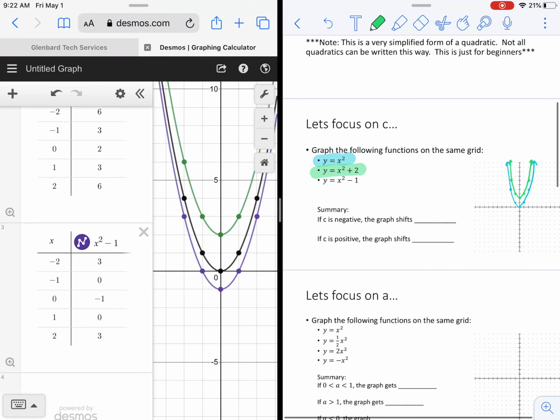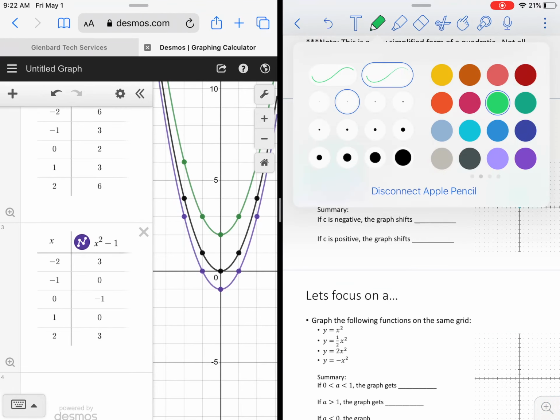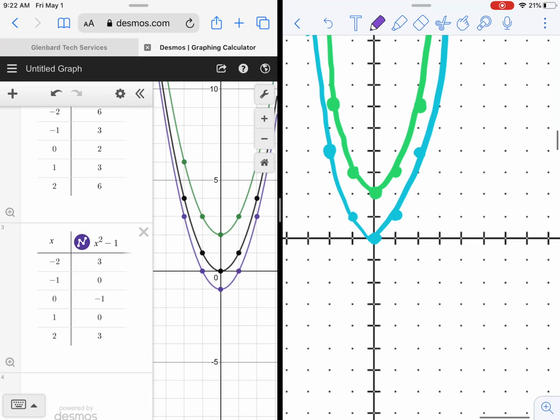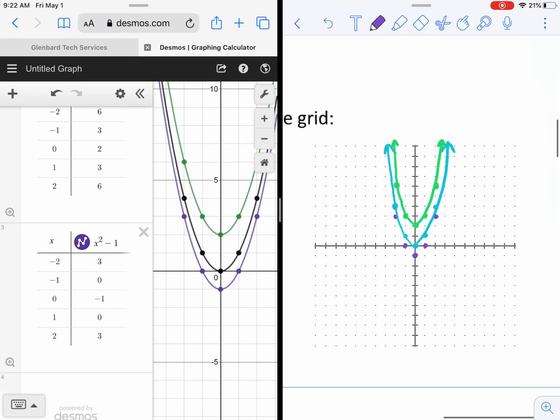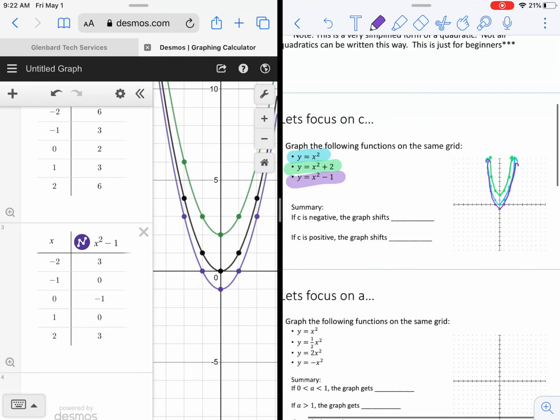Okay, and if we graph ours in purple, we're going to see that we get -2, 3, which is 1 unit lower than the blue point. -1, 0, which is 1 unit lower than the blue point. 0, -1, and you notice the trend. Every point is 1 unit lower than the blue points. And that's because we shifted the graph down 1 in this case.